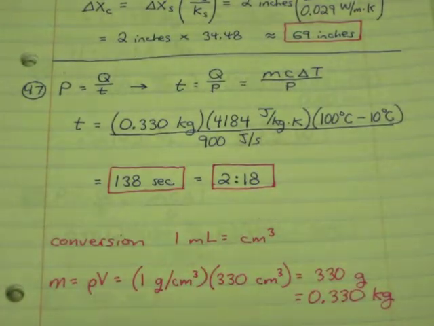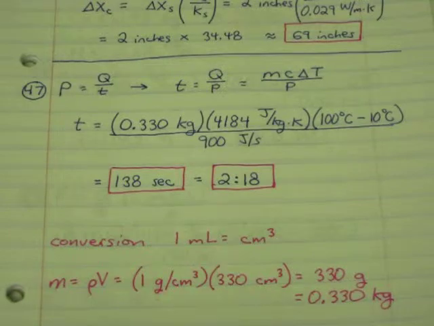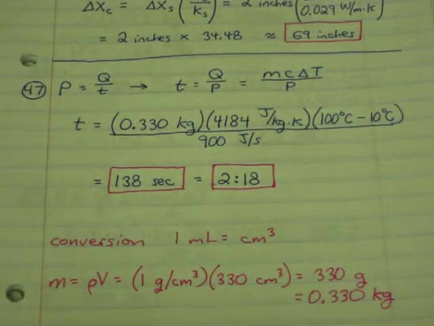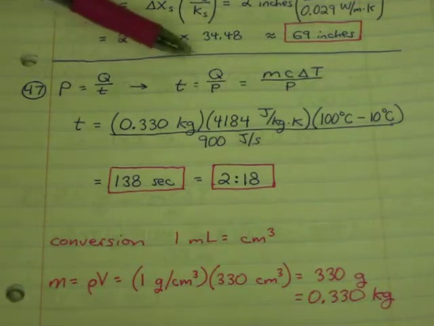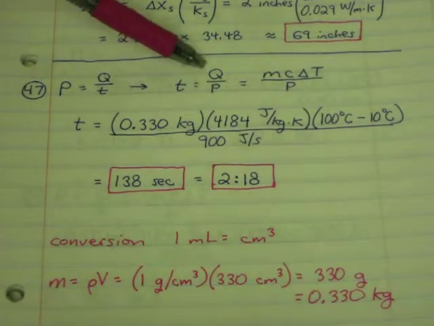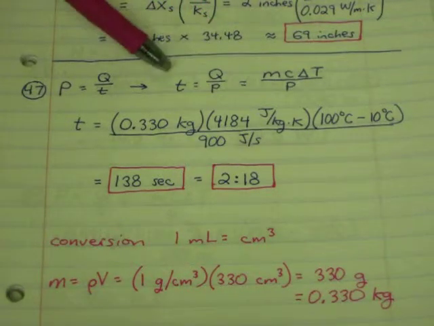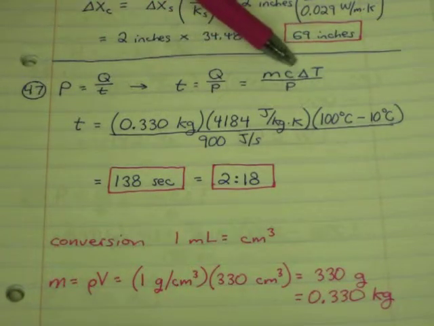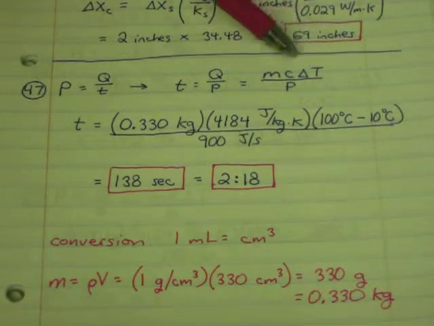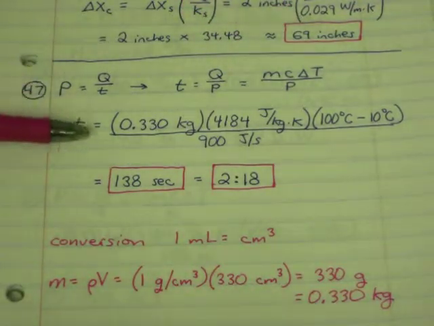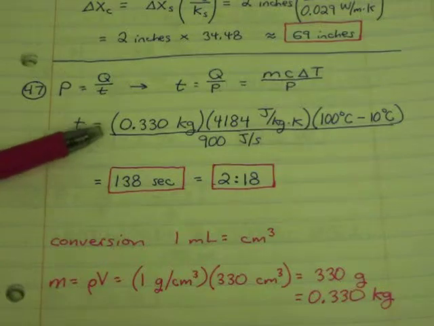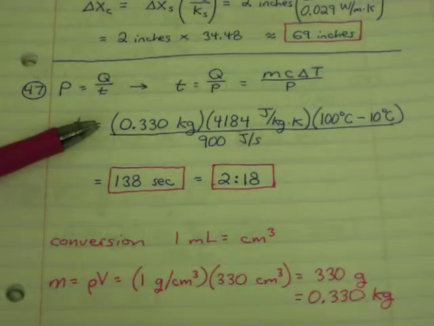Number 47. Let's see. So power equals heat divided by time, which means time is heat divided by power. For heat, we'll substitute in m c delta T for raising the temperature. So the time is going to be mass times specific heat times change in temperature, divided by power. Plug in those numbers. Now mass, I got 0.330 kilograms.